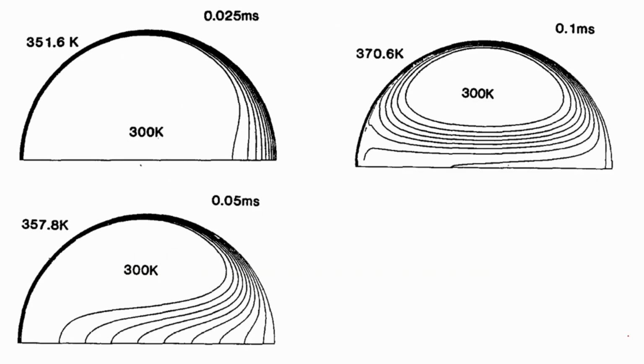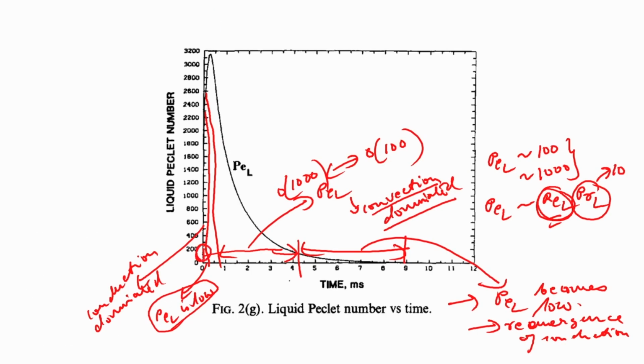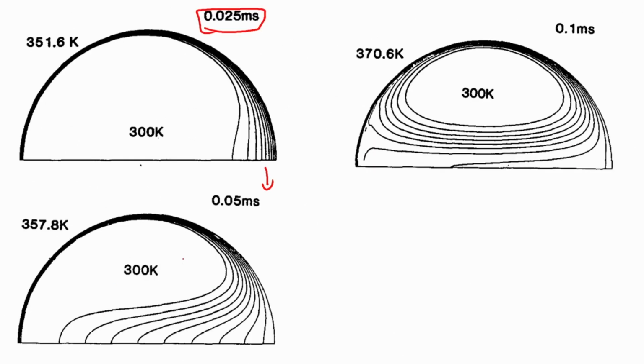So, let us look at the temperature profiles like this. This is half the droplet, the other half is symmetrical, so it is not drawn. What is happening here is in the first 0.025 milliseconds, the very first few instants, you can look at it here. It is sub-milliseconds, more like 250 microseconds or 25 microseconds, so think about it as microseconds.